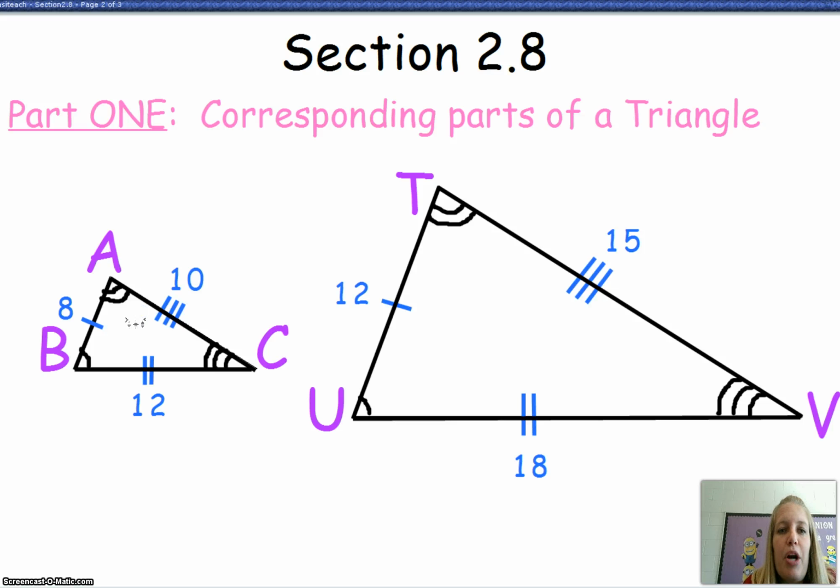Second slide, sorry. Part 1, corresponding parts of a triangle. So draw these two triangles with all these symbols in them first, please. And then you're going to write down all the notations.